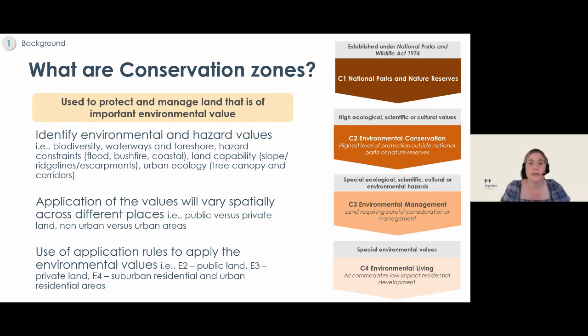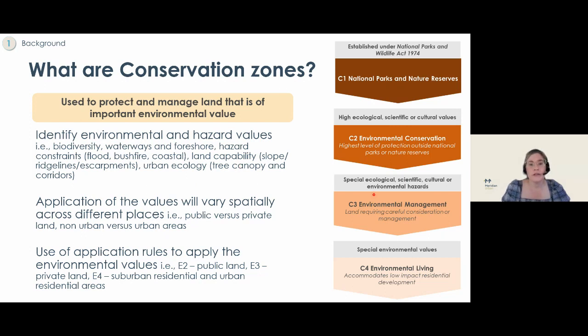The C2 zone provides that next highest level of protection and is for protecting, conserving and rehabilitating land with very high ecological values. So this can include land such as wetlands and littoral rainforests, and areas of high value remnant vegetation, which is generally found on public land and land that has an environmental protection mechanism on it to protect those conservation values, such as a biobanking agreement or a stewardship agreement.